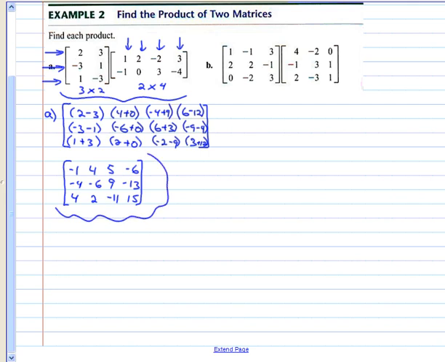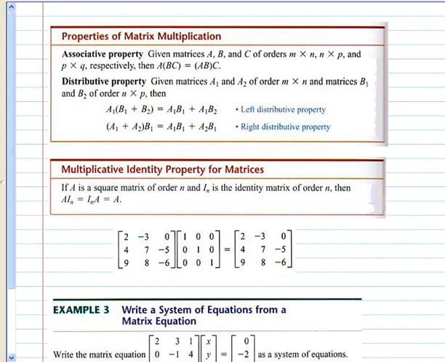I'm not going to take the time to go through this next one. You get the idea of how it works. Does it work, though, I should ask? Can you multiply these two? Yeah, it's a 3 by 3 times a 3 by 3. Your answer is going to be a 3 by 3. We call those square matrices. Any idea why? Same number of rows and columns.